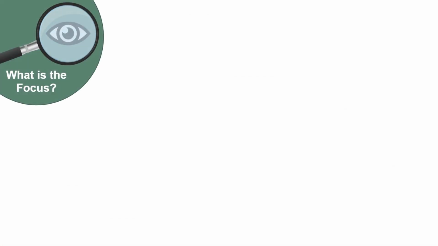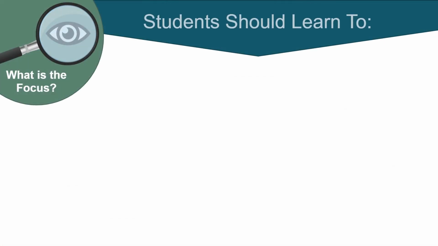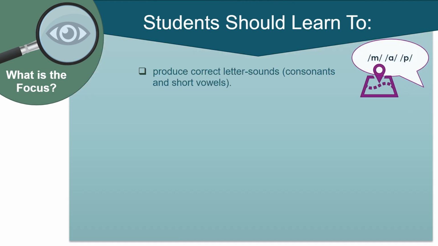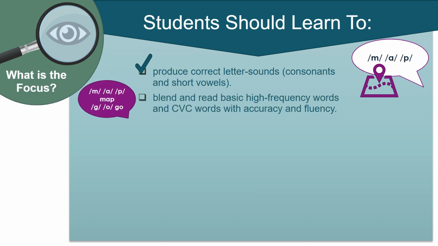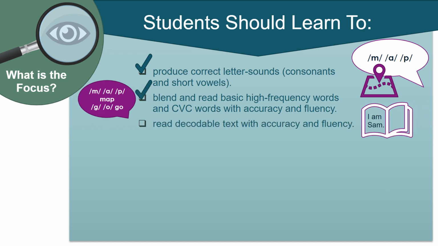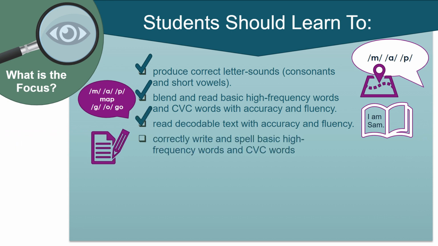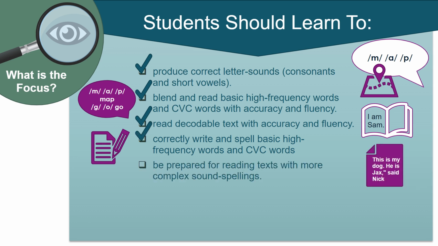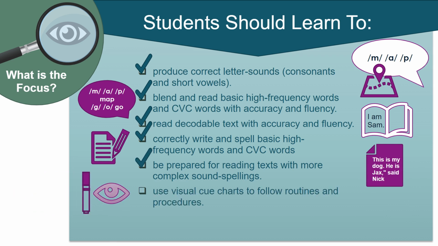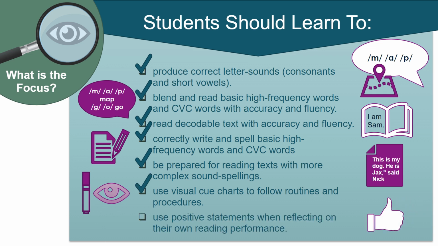The focus of these lessons is on blending CVC words and supporting students to produce correct letter sounds, consonants, and short vowels; blend and read basic high-frequency words and CVC words with accuracy and fluency; read decodable text with accuracy and fluency; correctly write and spell basic high-frequency words and CVC words; be prepared to read texts with more complex sound spellings; use visual cue charts to follow routines and procedures; and use positive statements when reflecting on their own reading performance.